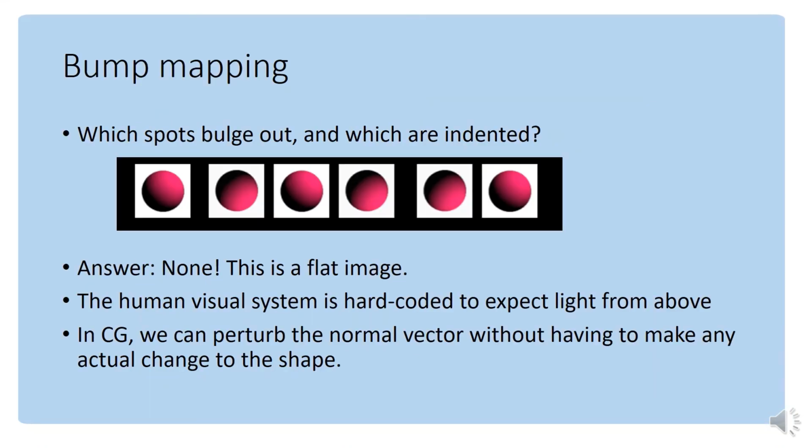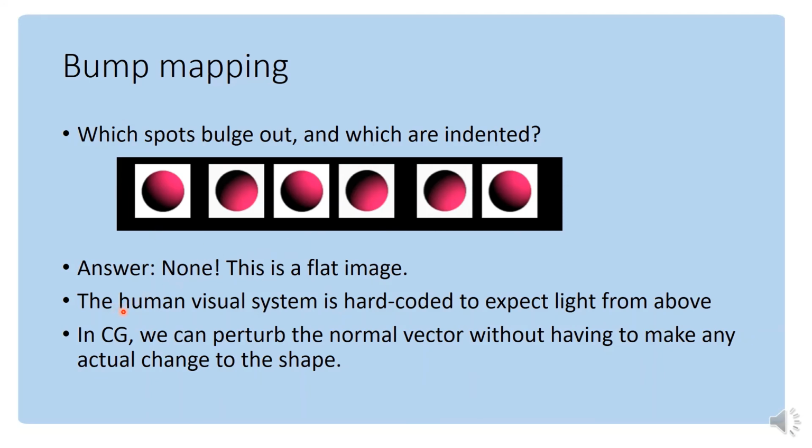Now we are talking about bump mapping. Based on this figure here, which spots bulge out and which ones are indented? Which one stood out to you based on this figure? The answer is none, because this is just a flat image.